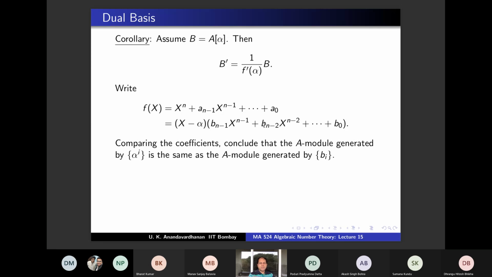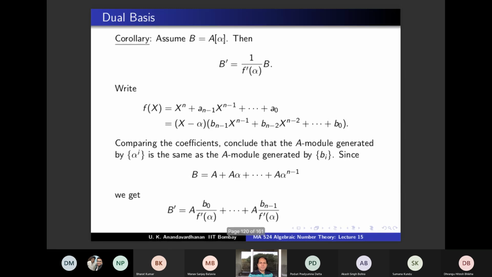By comparing these coefficients, you will get some relations. Using those relations, you conclude that the A module generated by alpha power i, which is precisely this, is the same as the A module generated by b_i. In other words, B is nothing but A plus A alpha up to A alpha power n minus 1. That is what is given to you, and it is the same as the A module generated by the b_i's.